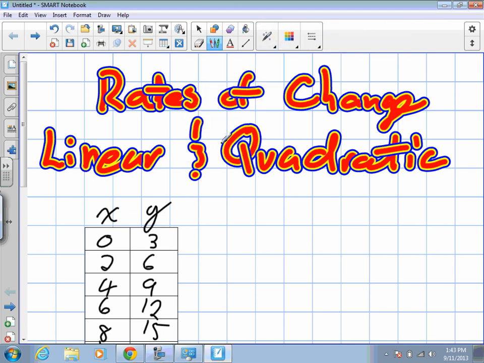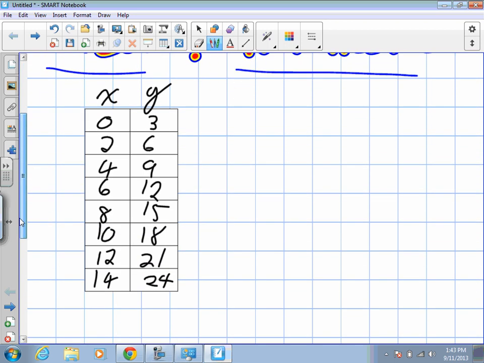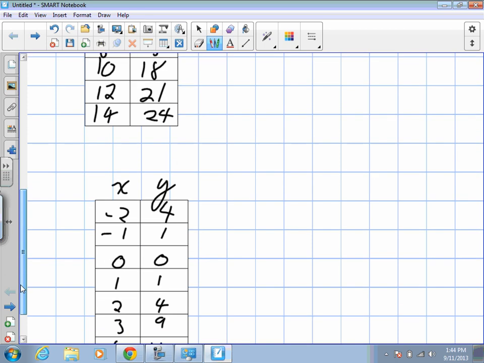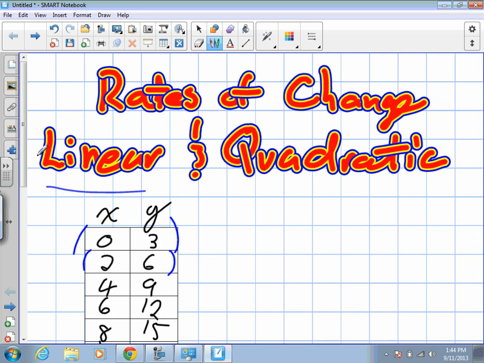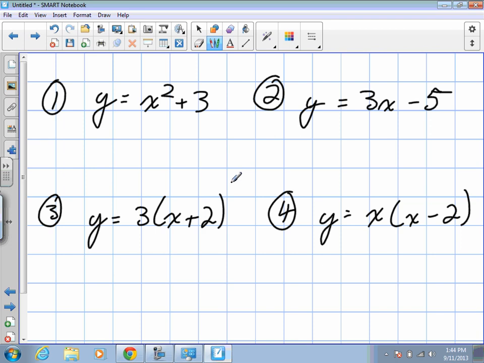We're going to be looking at rates of change of linear and quadratic functions. Normally, this will be considered a set of data or coordinates, and we actually have two in our examples. But what we're going to do is look at a different style, one that's very simple to recognize linear and quadratic. We're going to look at the algebraic form, so that's when it's written like an equation.